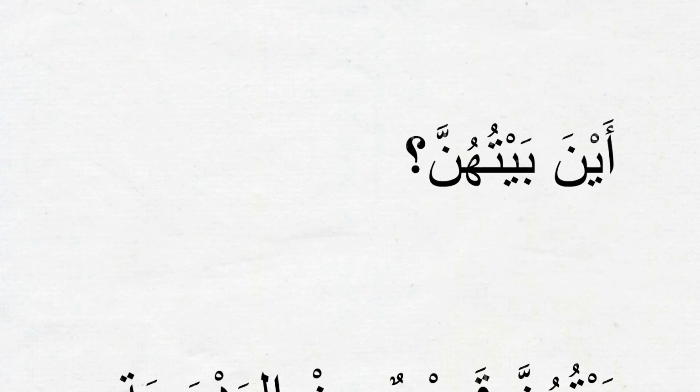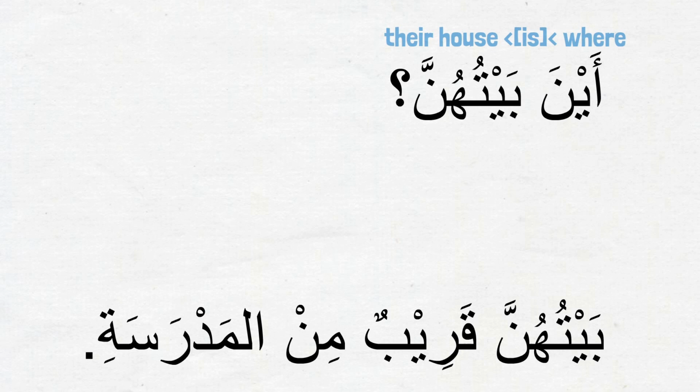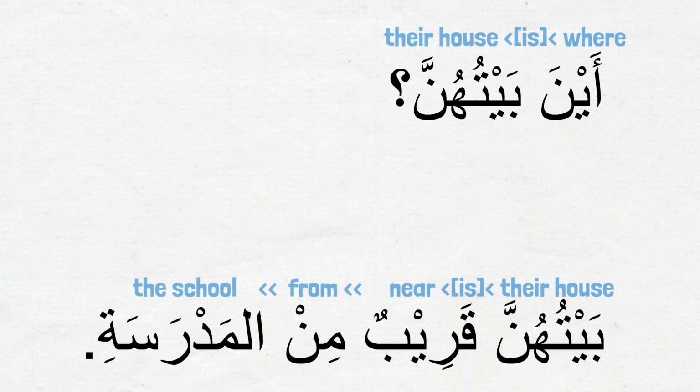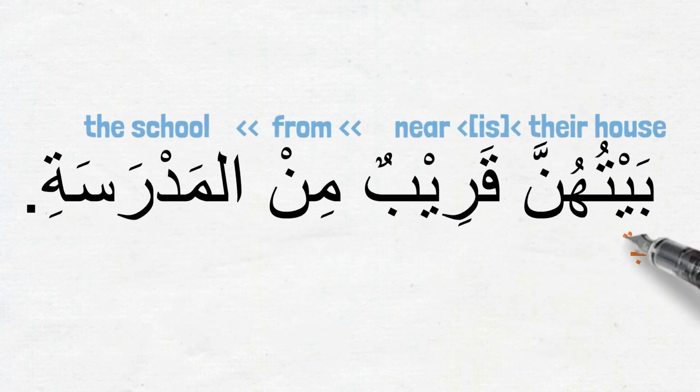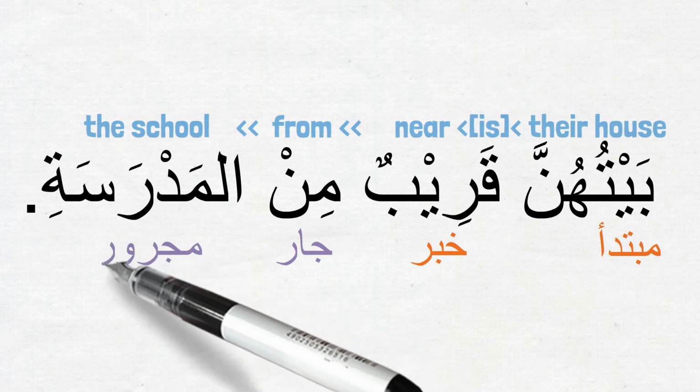The final question that Maryam is being asked is أين بيتهن? Where is their house? بيتهن قريب من المدرسة. بيتهن means their house, still referring to al-fatayatu, and قريب من المدرسة means near the school, or literally close from the school. So بيتهن قريب من المدرسة means their house is near the school. بيت is the مبتدا وهو مضاف, هن is مضاف إليه, قريب is the خبر, and من المدرسة is جار ومجرور.